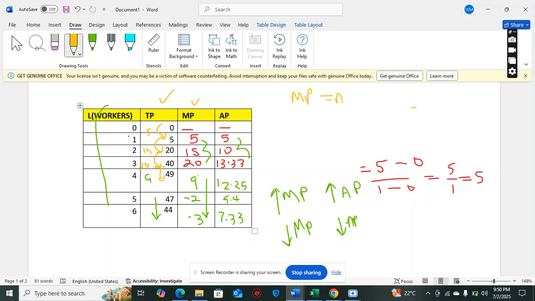meaning they intersect, okay, the marginal product graph and the average product graph intersect, then average product is at its maximum. Okay. When marginal product equals average product, average product is at its maximum. So remember that point.